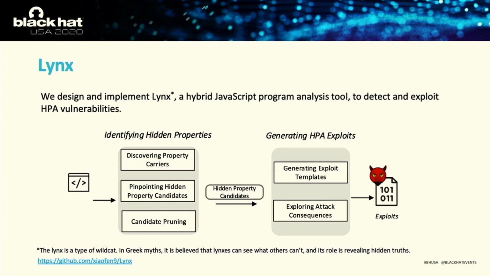Okay, so to overcome these challenges, we designed and implemented Lynx, a hybrid JavaScript program analysis tool to detect and exploit HPA vulnerabilities. The lynx is a type of wildcat, and in Greek myths, it is believed that the lynx can see what other people can't, and its role is revealing hidden truths. So in our system, it's for revealing the hidden properties.